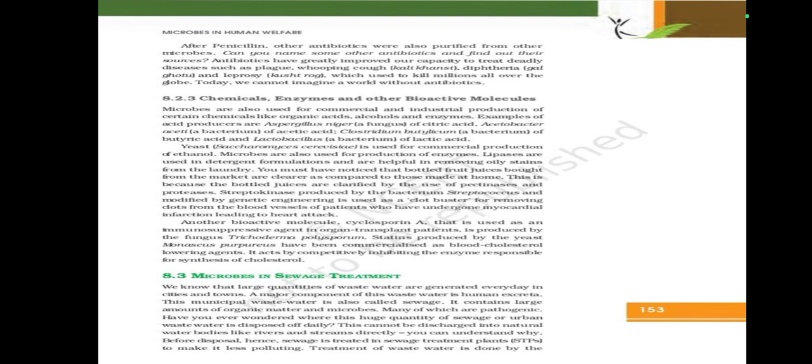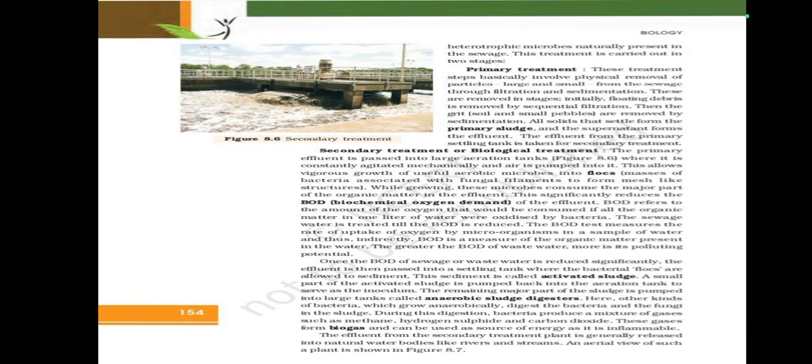Have you ever wondered where these huge quantities of sewage or urban wastewater are disposed of daily? This cannot be discharged into natural water bodies like rivers and streams directly. You can understand why. Before disposal, hence, sewage is treated in sewage treatment plants, STPs. Treatment of wastewater is done by the heterotrophic microbes naturally present in the sewage. This treatment is carried out in two stages.